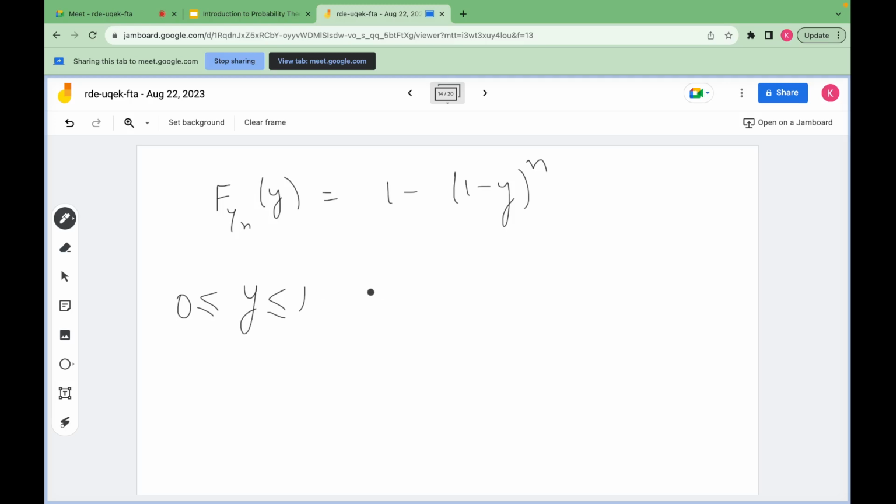Okay, so for limit n tends to infinity, what is the value of this function? So for y equal to 0, this will become 0. This will become 1 to the power n. So 1 minus 1 is 0. This will come out to be 0. Okay. If y is less than or equal to 0, it will be equal to 0 only.